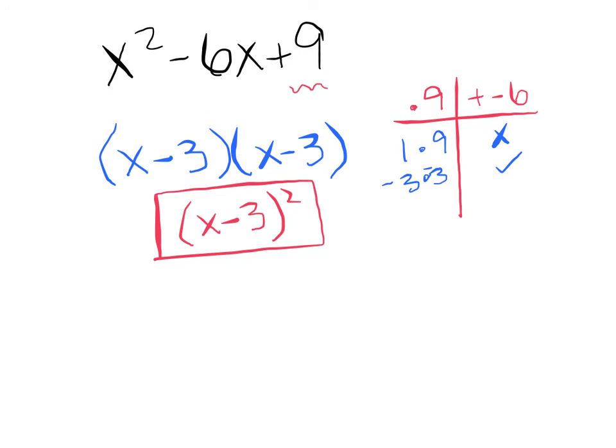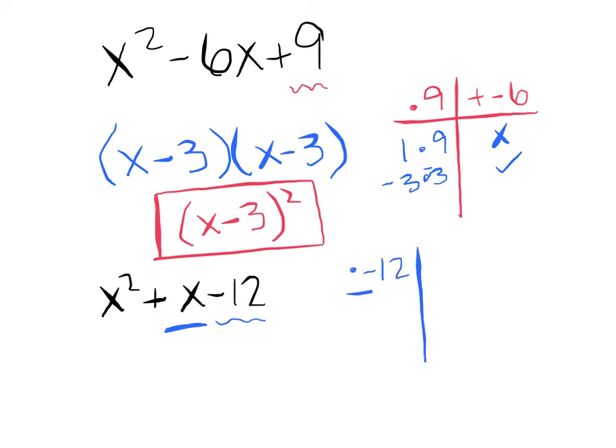I want to throw one more out there because I have a little bit of extra space and it's a good idea to get you guys thinking about multiplication facts. Let's do x squared plus x minus 12. The number we're looking to multiply to be is negative 12. The number we're looking to add to be is positive 1. Multiplies to be a negative, adds to be a positive. That means one's negative and one's positive.